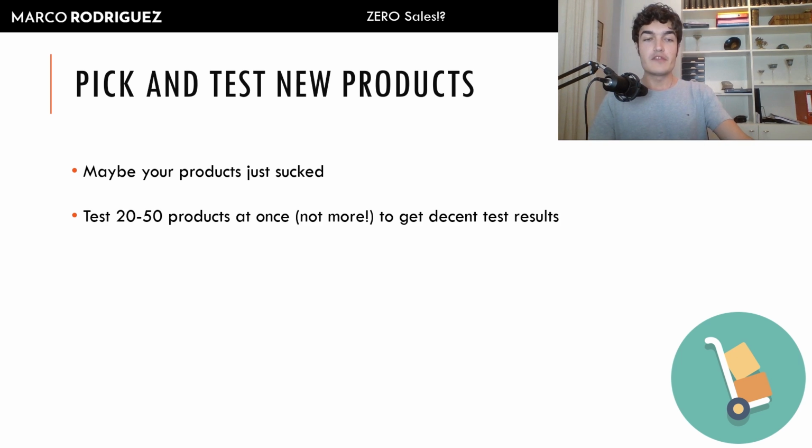So test 20 to 50 products at once, not more, to get decent test results, right? So you shouldn't test 200 at once, because then all of them, you will get 5 clicks here, 3 clicks there. It will be very difficult to tell which product is actually a winner and which product is performing really, really poorly.